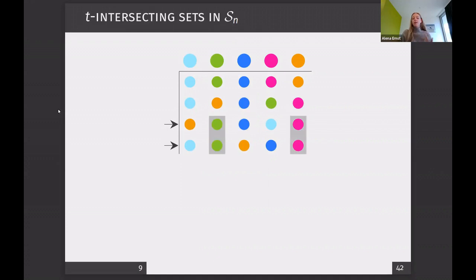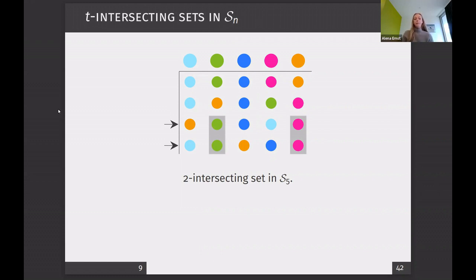Or proceeding in this manner, we would always find 2 colors on which they're equal, which gives us a t-intersecting set. So in general, a subset of the symmetric group is t-intersecting if taking any 2 of these permutations of the subset, we find t colors on which they're equal.